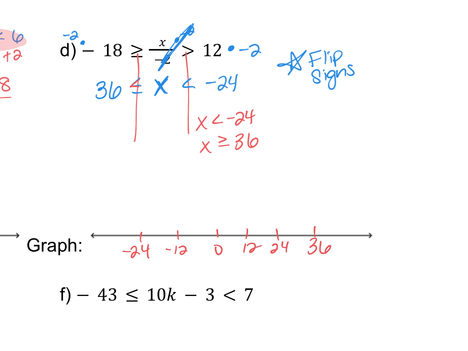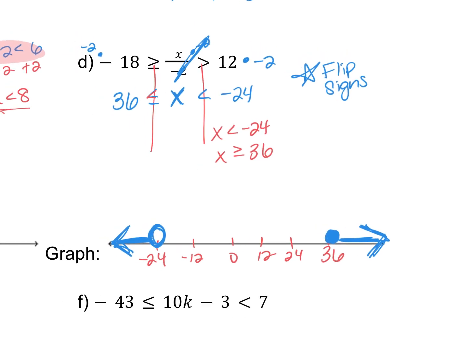All right, so we've got an open dot at negative 24 and a closed dot at positive 36. So x is less than negative 24, so it goes off this way, and greater than or equal to 36. Double check that you have an open and a closed dot. And that's it.